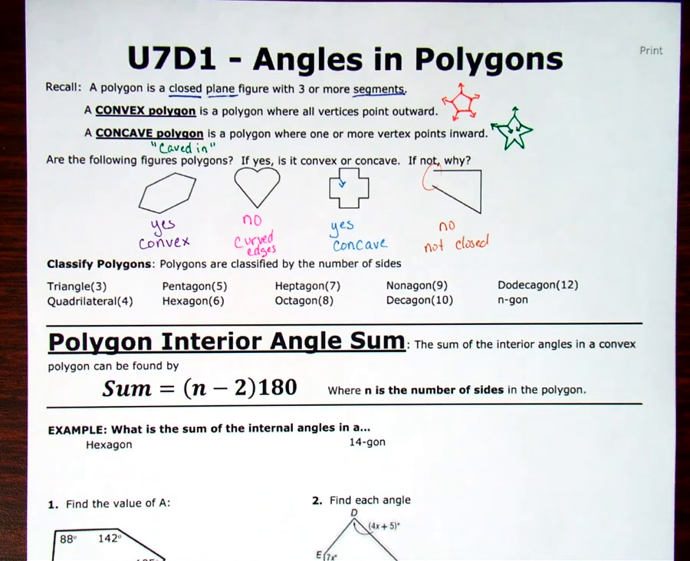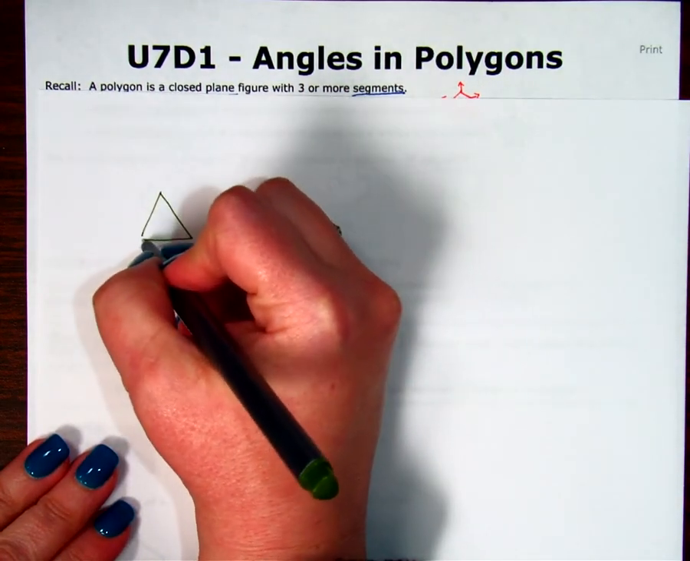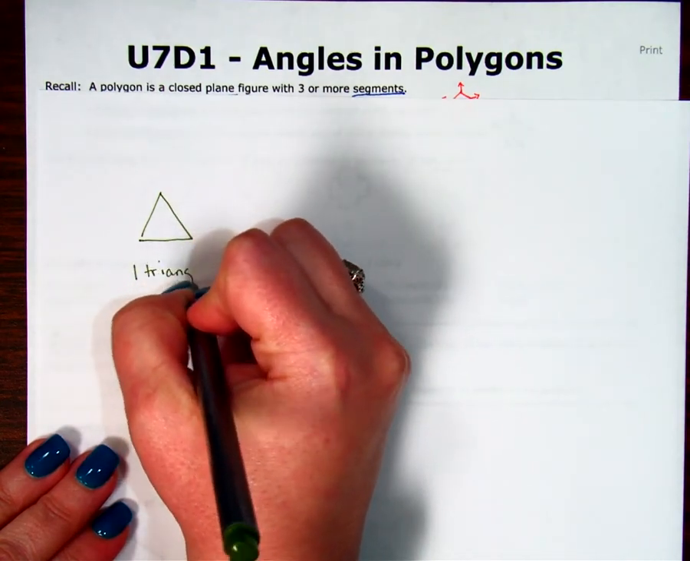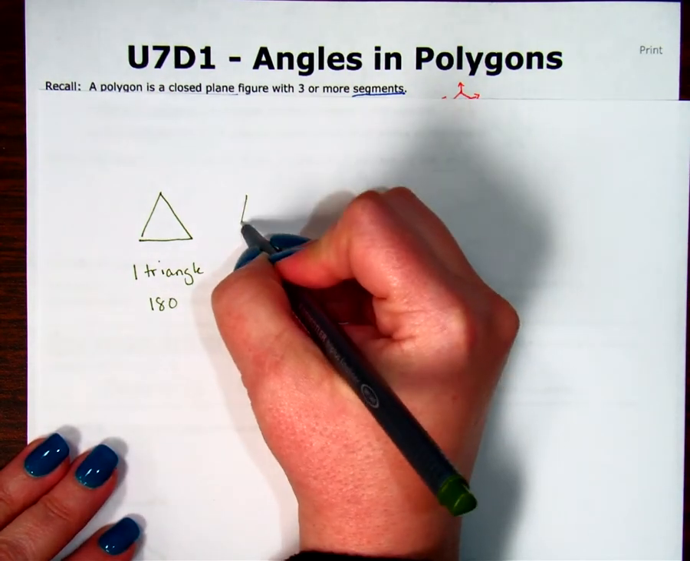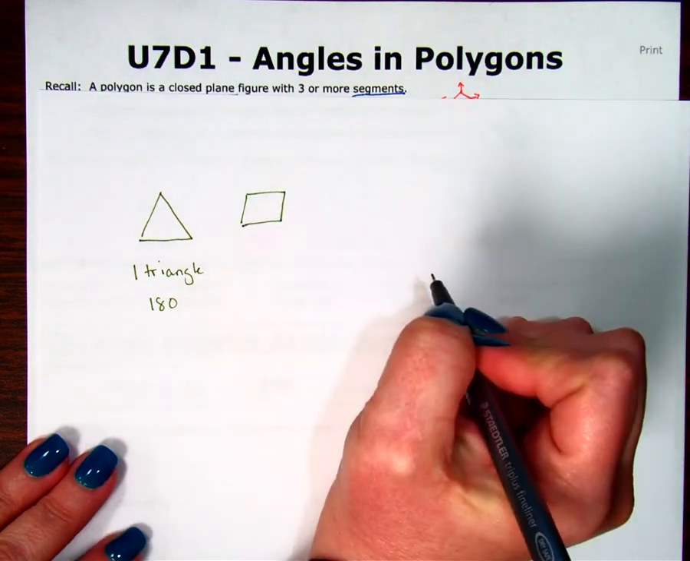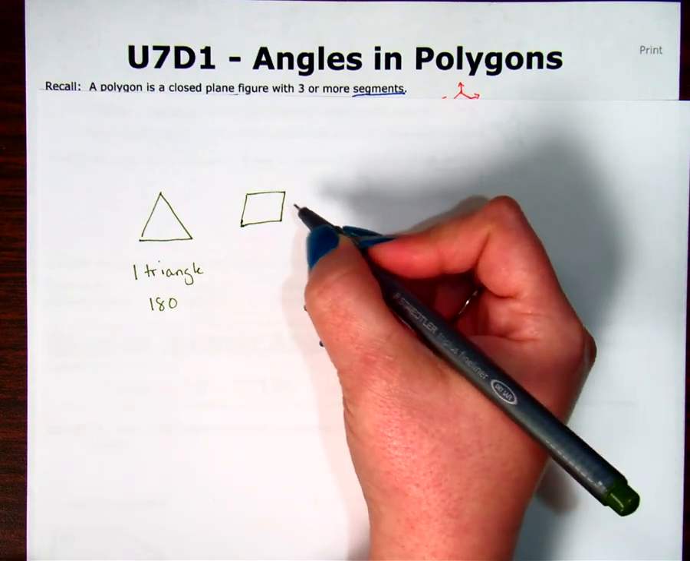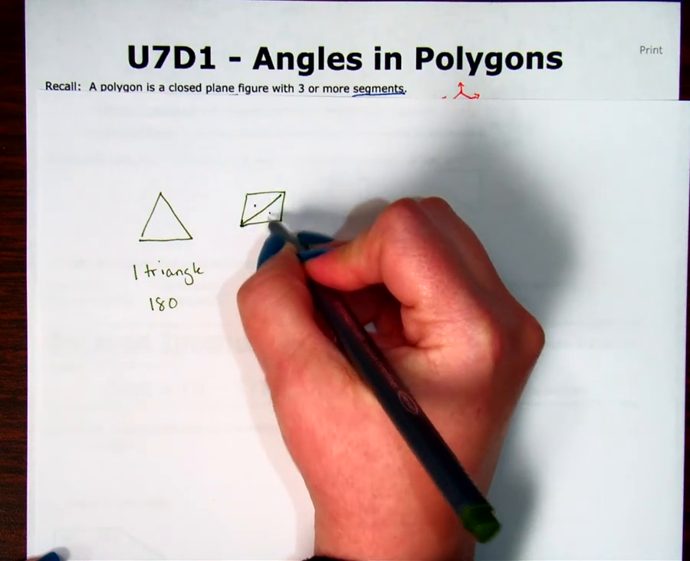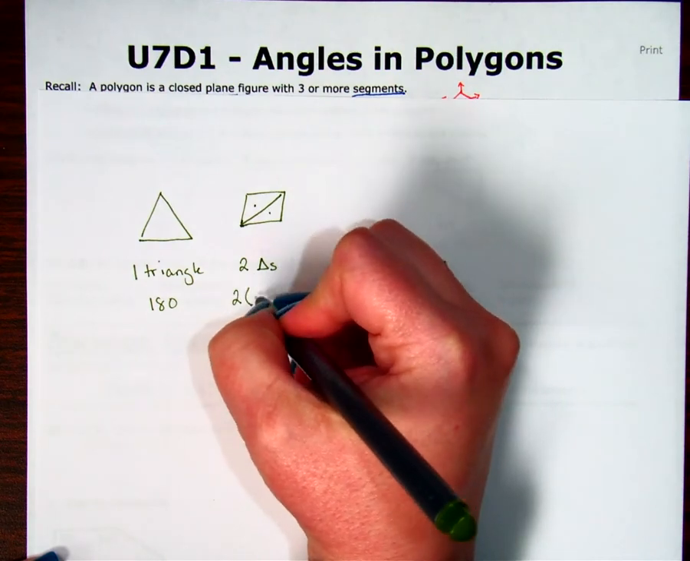So we know that every triangle has 180 degrees in it, right? So if I have 3 sides, I have one triangle, which means I have 180 degrees. But look what happens as soon as I have 4 sides. Think about if I could divide that into the smallest number of triangles possible, I would just draw a diagonal, right? And now I have 2 triangles, which means I have 2 times 180 degrees.